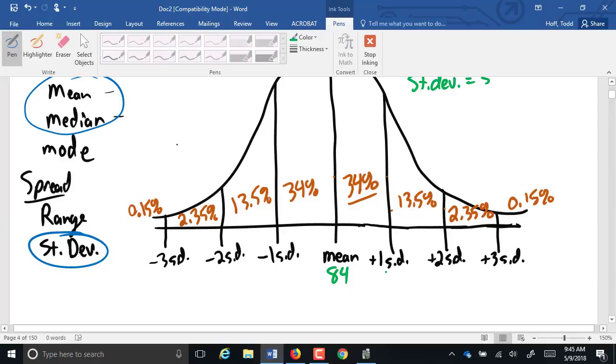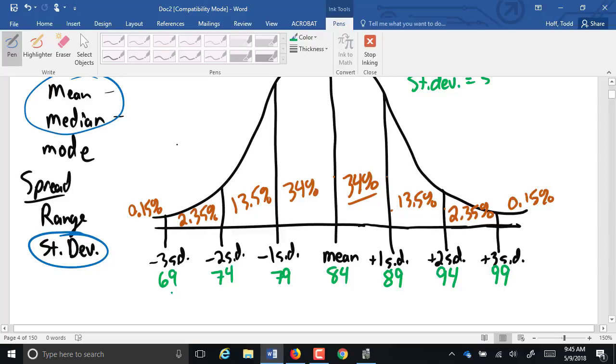What's 84 plus 5? 89. Every step we would add another 5. 89 plus another 5, 94, and then plus another 5, 99. Going the other way, subtracting the standard deviation, we'd subtract 5. So 84 minus 5, 79. Minus another 5 would be 74. And minus another 5 would be 69.